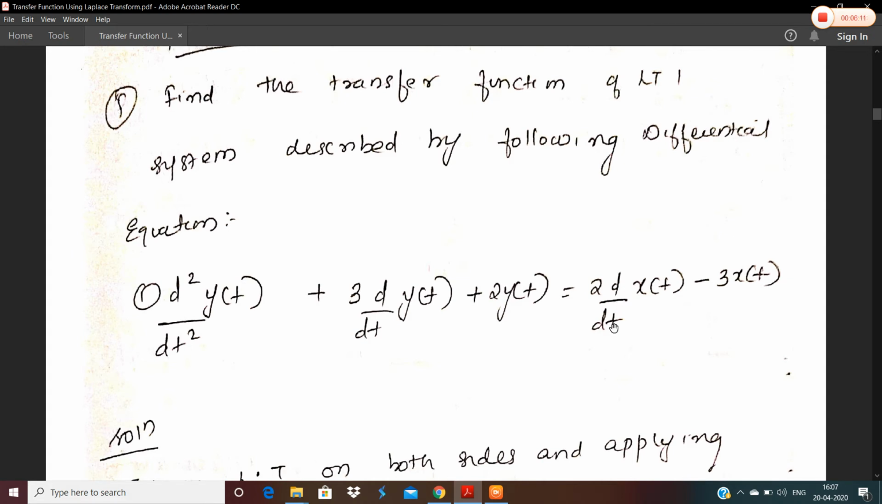In the same way here, d by dt of x of t means it is s into x of s, its Laplace transform, and this is minus 3 into x of s. That is, if suppose it is d raised to 4 by dt raised to 4, then the Laplace term will be s raised to 4.